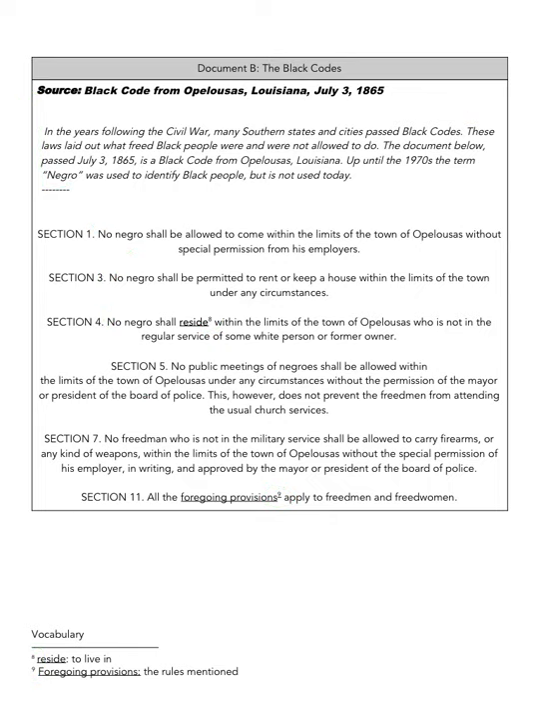Follow along as I read the description at the top, and then we'll fill out the sourcing table again. Document B, the Black Codes. Source, Black Code from Opelousas, Louisiana, July 3rd, 1865. In the years following the Civil War, many southern states and cities passed black codes. These laws laid out what freed black people were and were not allowed to do. The document below, passed on July 3rd, 1865, is a black code from Opelousas, Louisiana. Up until the 1970s, the term Negro was used to identify black people, but it is not used today.